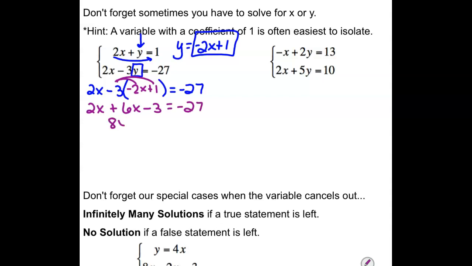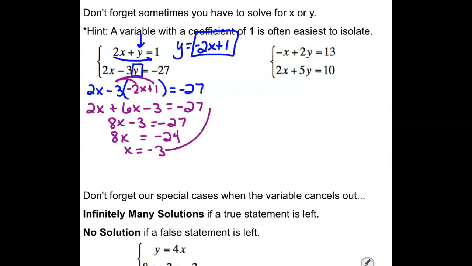Combining like terms, we have 8x minus 3 equals negative 27. We can add 3 to the other side. We now have 8x equals negative 24. And then dividing, we've got x being negative 3.